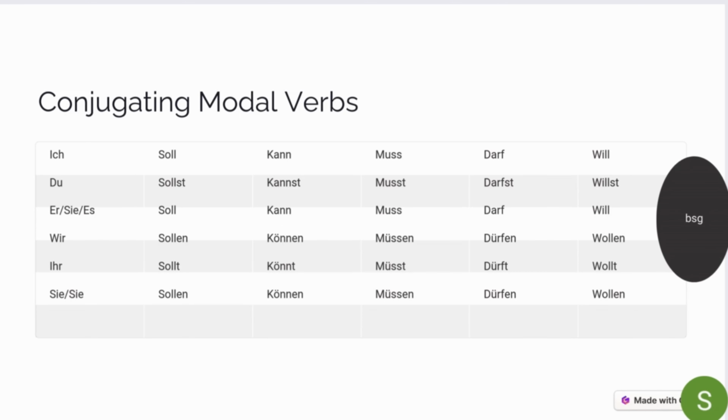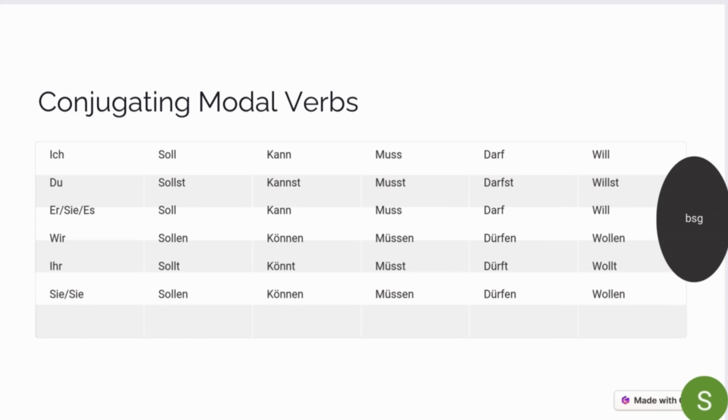Moving on, the next modal verb is können. The ich form of können is kann. The conjugated du form of können is kannst. The er, sie, es is kann. The wir form of können is können, it retains the infinitive form. The ihr form is könnt, and the Sie form is können. Note the wir and the Sie form retain the infinitive form of the verb können.